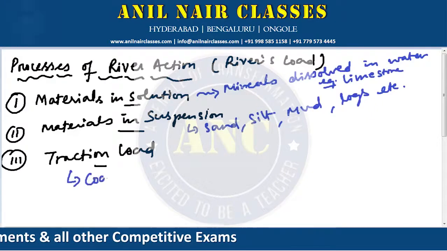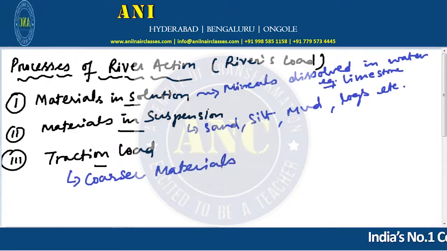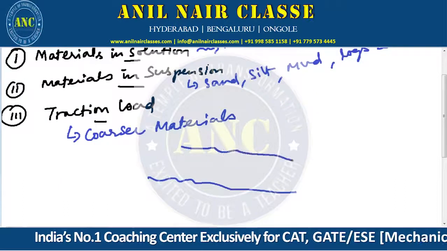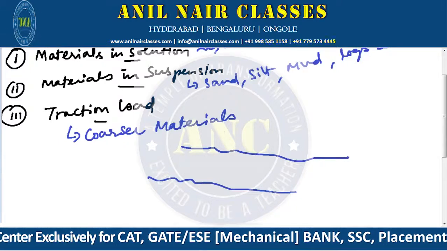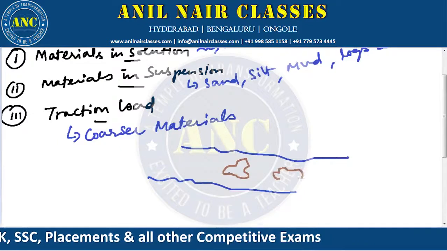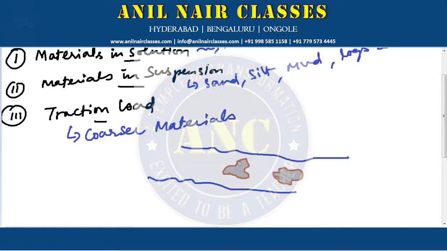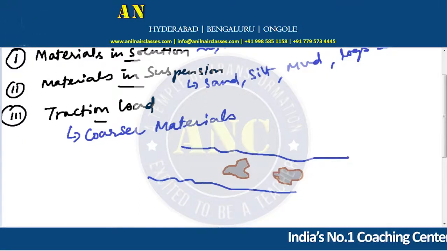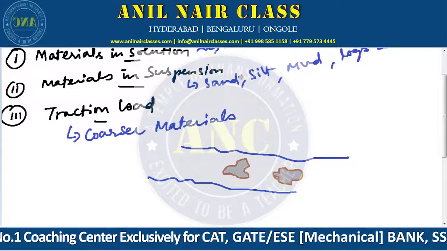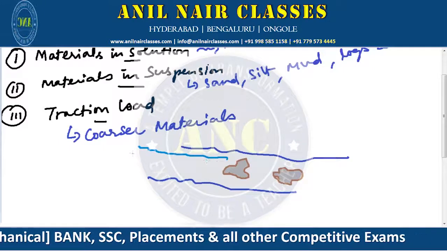Here we are concerned with coarser material. I'll explain it through a river. Let's say this is a river. Say this is the summer season, no water is there in the river, and these are rocks of coarser sizes. Now, during the rainy season, when water starts coming, what happens?